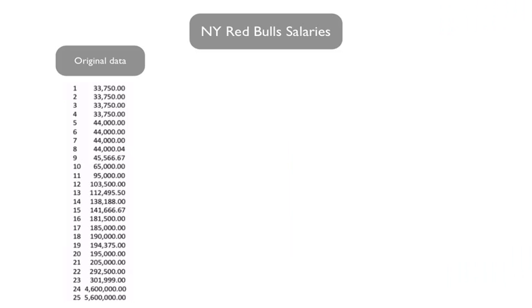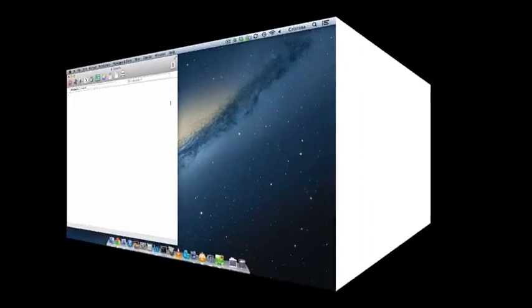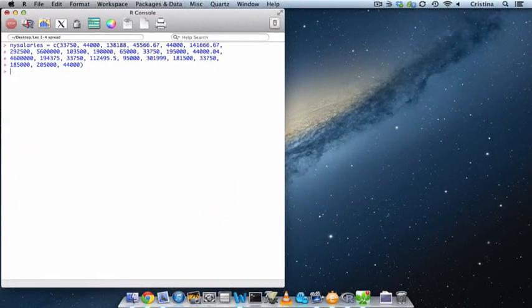tries to assess the robustness of the new measures learned by comparing the measures for the original data and for the 8% trim data. We know that the 8% trim data would require us to remove the first 2 and the last 2 observations. Let's load the data in R and produce the trim data. We will call this trim data NYsalariestrim.